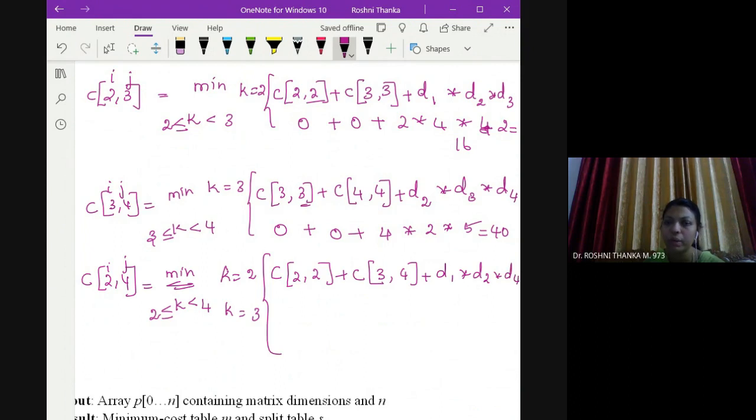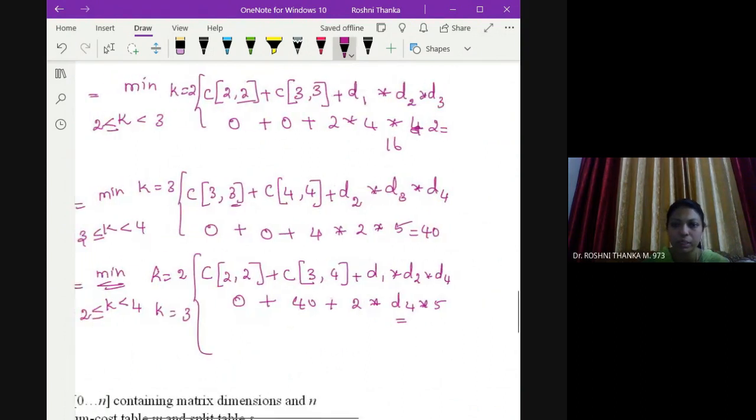So we know already the value of 2 comma 2: for the same value there is no need of multiplication. Then C of 3 comma 4 we already found, right? It is 40. So here you can see the cost of 3 and 4 we already found the value as 40. Plus, and what is the d value here? d1 value is 2, d2 value is 4 and d4 value is 5. So if you calculate 2, 4, 5, you will get the answer as 80.